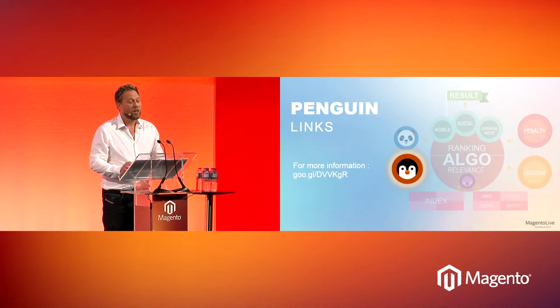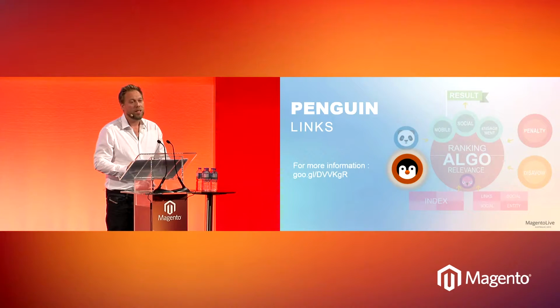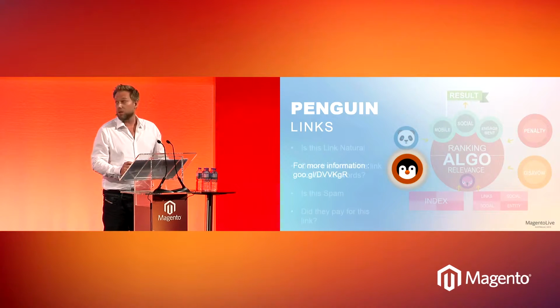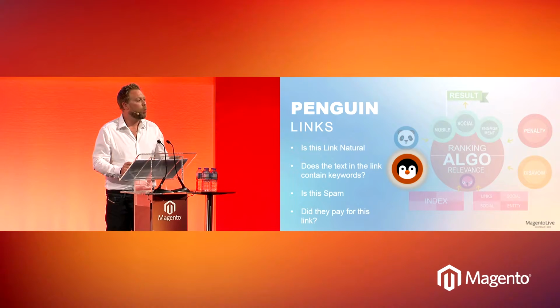So the next module I want to talk about is Penguin. And Penguin is the same as Panda in terms of it exists solely to penalize your site. And it's also looking at quality once again. But it's not looking at the quality of content on your site. It's actually looking at the quality of those links pointing at your site. It's trying to work out whether you've cheated in the past.